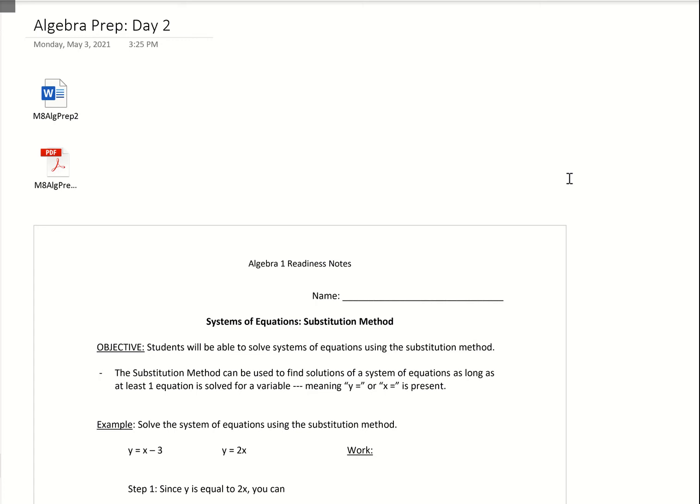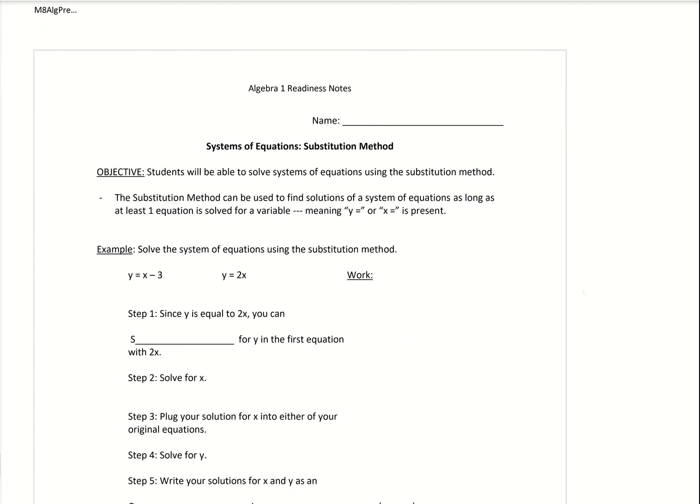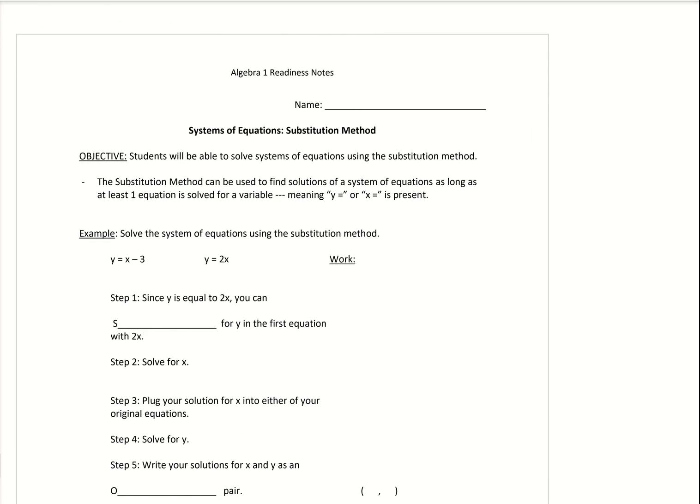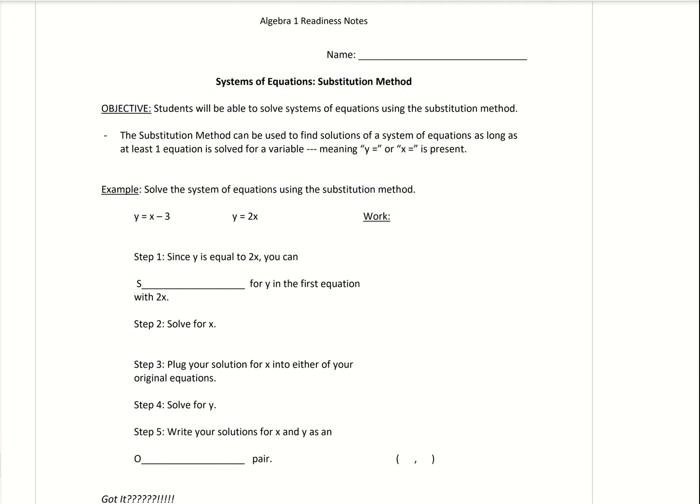Hey Math 8, today we are going to do day 2 of our algebra prep. Last class we did solving systems of equations using graphing. Today we are also going to be solving systems of equations, but we're going to use the substitution method instead. Alright, so we'll jump into it.